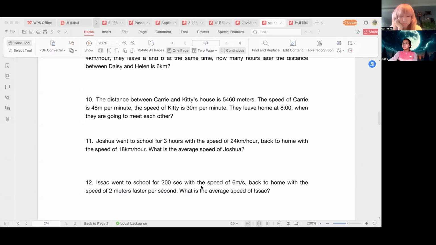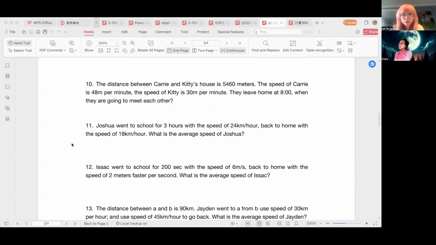9, 10. Got it? So basically, you're just using 5,460 divided by 78, right? And accumulate them into the hours and minutes, and you find out, right?